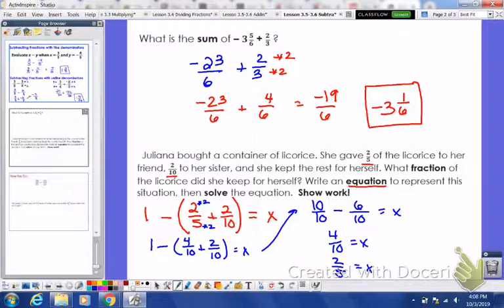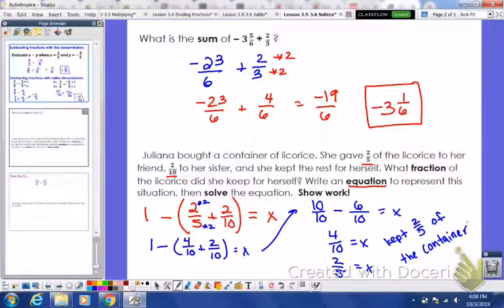So she kept 2/5 of the container for herself.